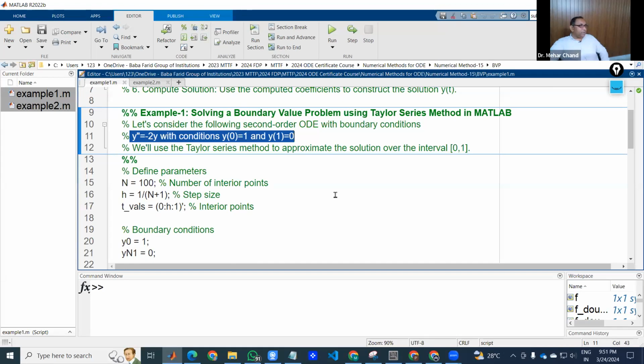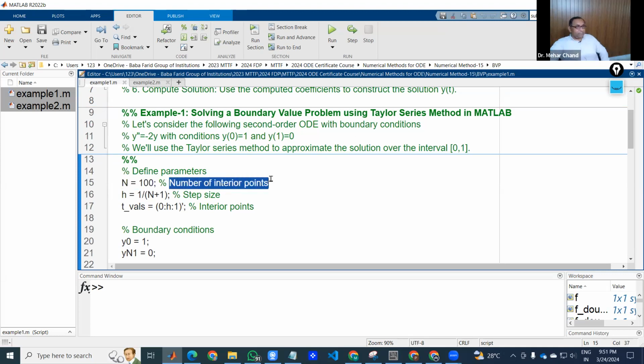Here we have y double dash is equal to minus 2y, and the left boundary is y(0) equal to 1, and the right is y(1) equal to 0. Here we define the parameters in the beginning. The number of interior points is 100. These are only the interior points, except the boundary points. So the total number of points will be 102, combining interior and boundary points, but the interior points we have is 100.